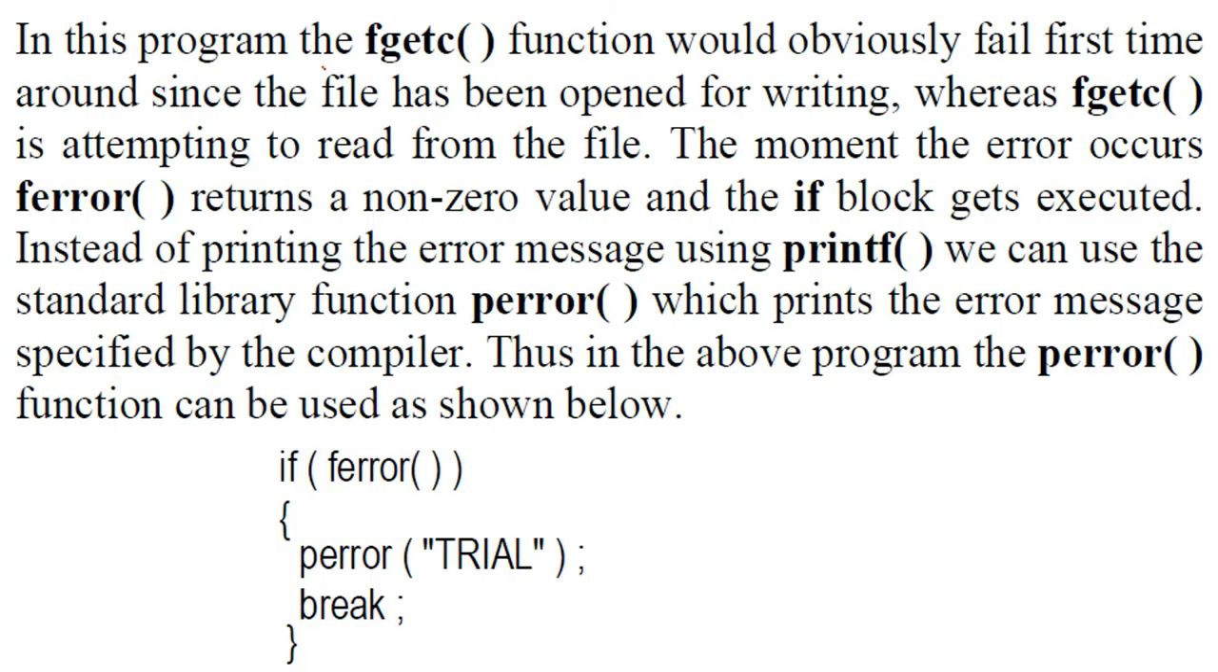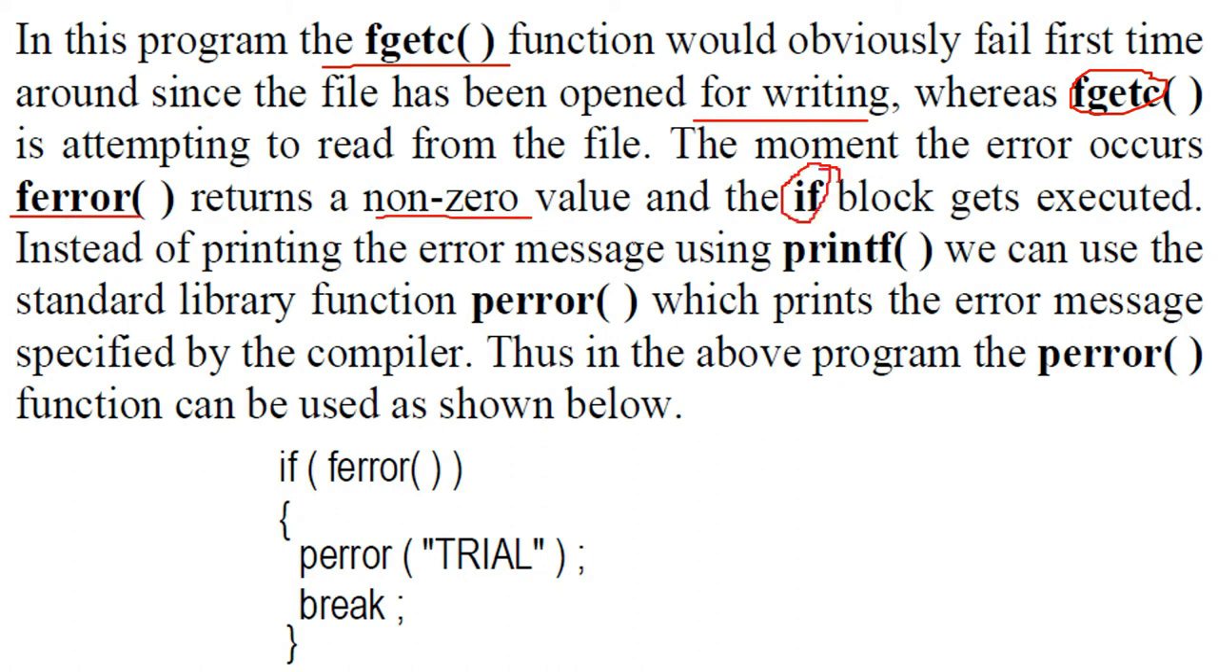Here, in this program, this fgetc function is obviously going to fail the first time because we have opened the file for writing. While this fgetc is attempting to read from the file, the error will occur. The moment the error occurs, ferror will return a non-zero value, and this if block will get executed.